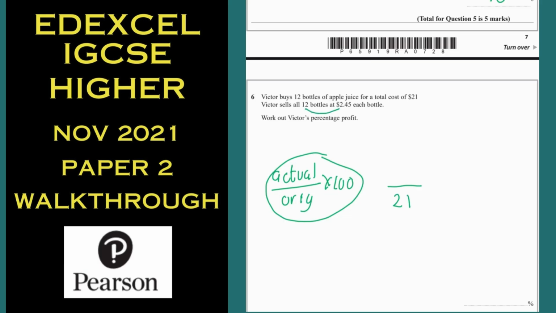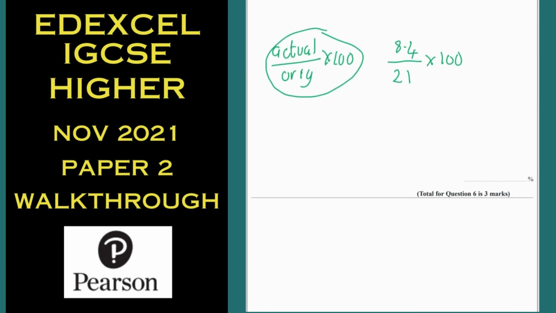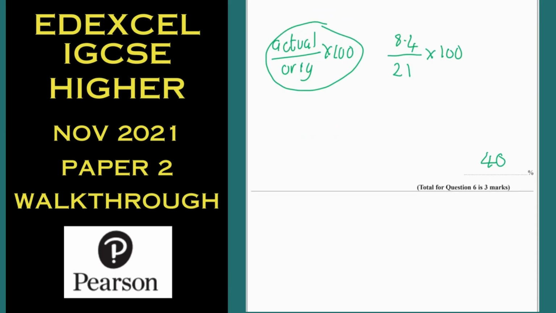So 12 times £2.45 will tell us his takings were 29.4. Subtract what he spent means he made 8.4 profit. Get all that stuck in your calculator. Out comes a nice 40% for our answer.